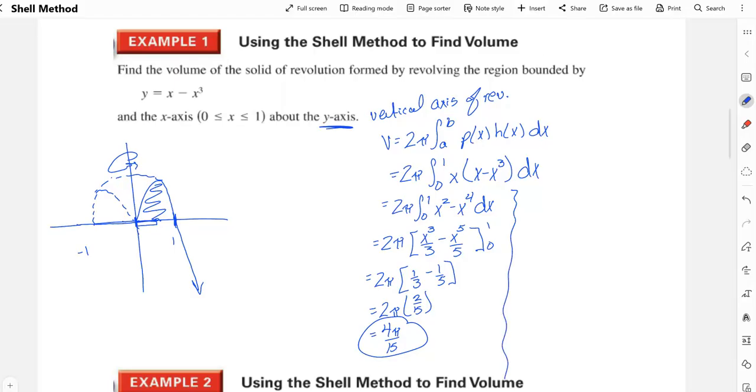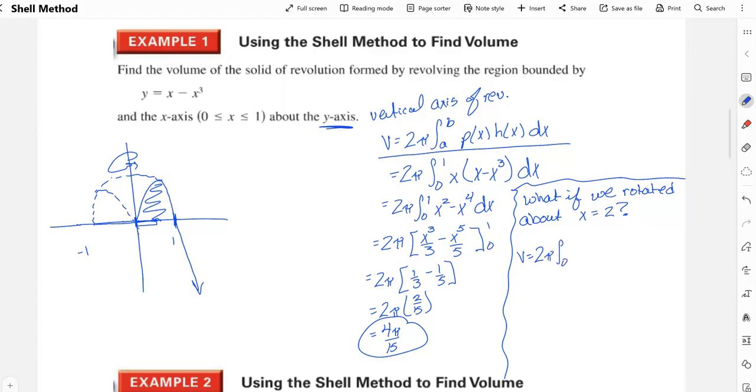So let's do a what if scenario. What if we took that same figure, but we rotated about x equals 2? How would that change what's going on? Let's just look at the setup here. So my volume is still going to be that same formula. It's going to be 2 pi. I'm still bounded between 0 and 1 because I'm using those bounds in the x-axis. I'm just changing the axis of revolution in this case.